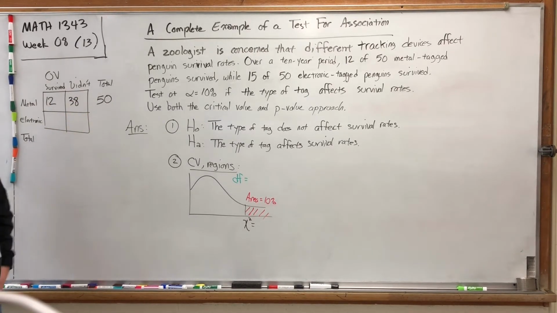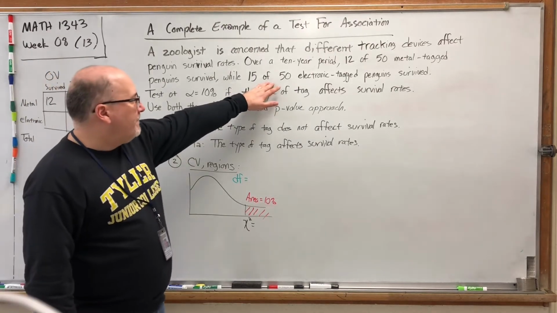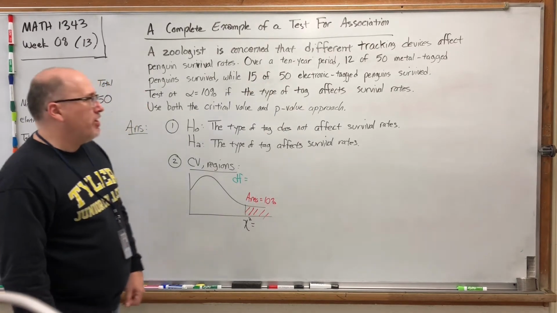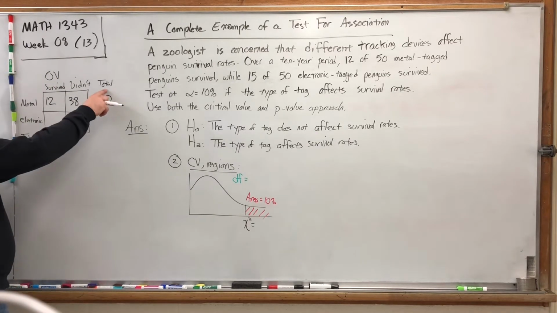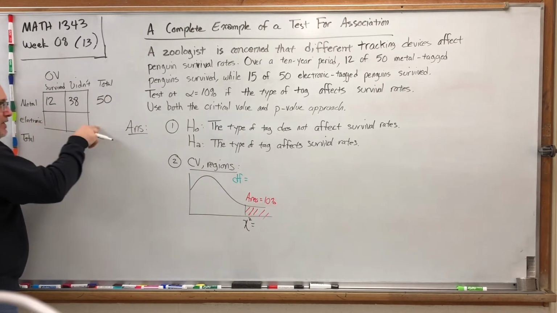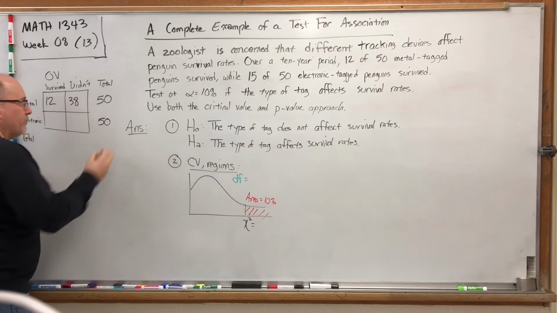Now for the other numbers, 15 out of 50 electronic tagged penguins survived. That means there's a total of 50 electronic tagged penguins, so 50 goes here as well.